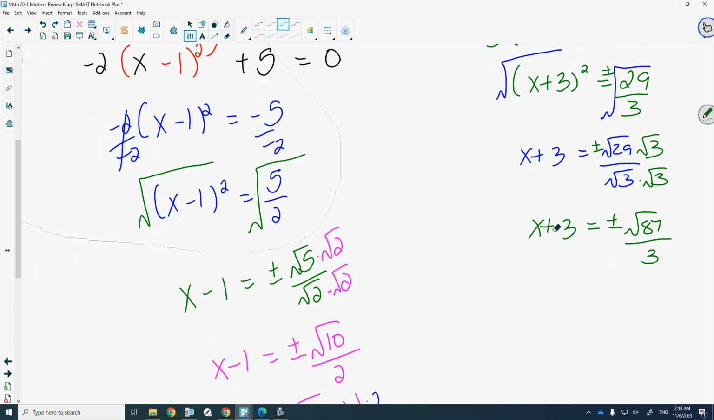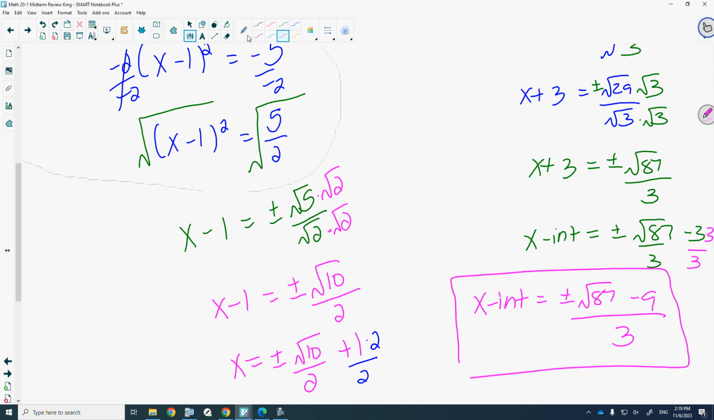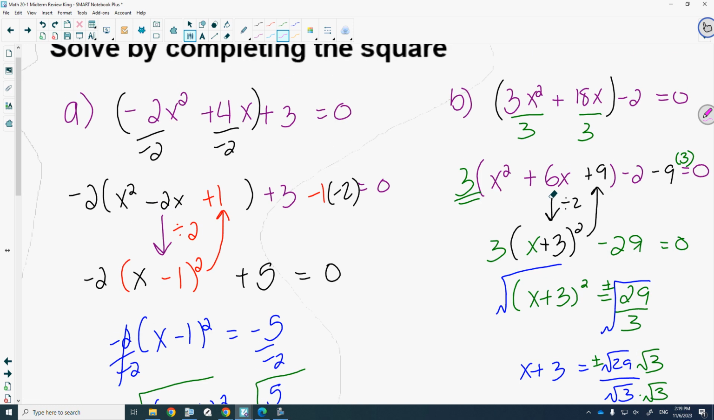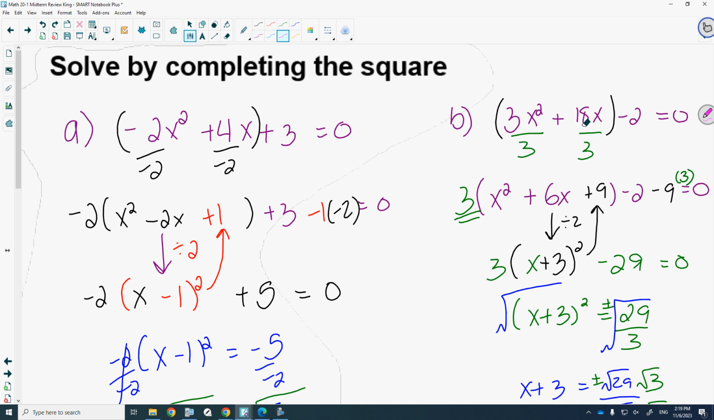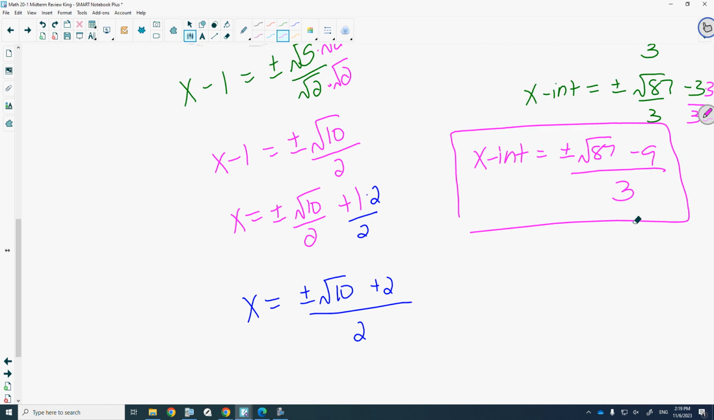Then I want to get x by itself. This is going to give me my x-intercepts. So I'm going to have x-intercepts at plus or minus root 87 over 3 minus 3. To get common denominators, multiply this by 3 and this by 3. My x-intercepts are plus or minus root 87 minus 9 over 3. Again, how I confirm that this is correct is I can punch in my original equation in y1, and I could get the zeros using the graphing function. And then those zeros would be these two x-intercepts here.